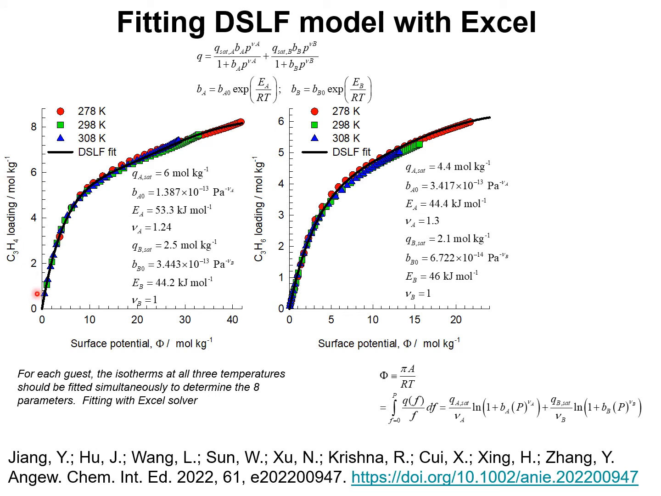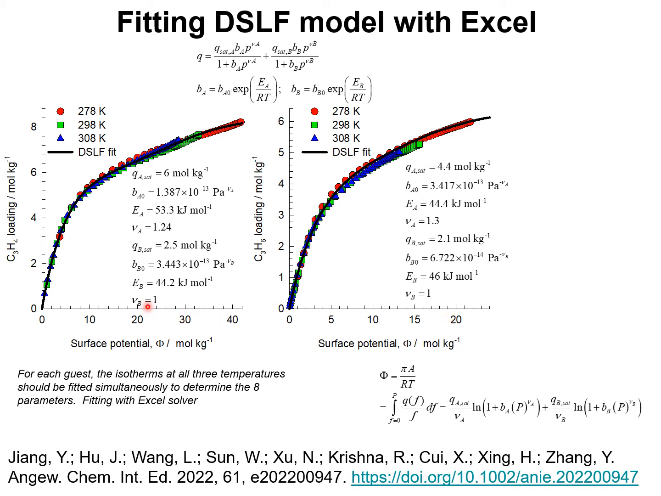The advantage of using the surface potential as x-axis instead of the pressure is that the entire data set at 3 different temperatures collapses to a single curve for both guest species. And this is a convenient way to see if the fits are of good accuracy and representative of the experimental data. Also look at propene. We see that saturation capacity fitted is 4.4 and 2.1. If you add them together, we have 6.5. That's about correct. So we get realistic values because, in using the Excel solver, we can ensure that the fitted parameter values are realistic.